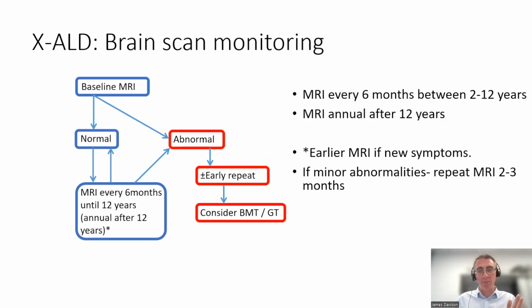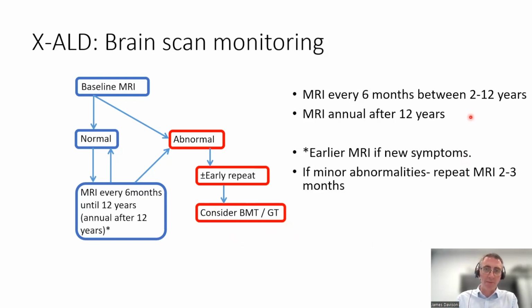The brain scan monitoring, we've already said, this is based on those international recommendations, is that you would have an MRI scan every 6 months from 2 to 12 years, and then annually after that. If you develop any new symptoms, an earlier scan may be undertaken. And if an MRI scan showed very minor abnormalities, you might then repeat it after just 2 or 3 months to evaluate what's going on. And if, as we've said, it's showing evidence of brain disease, we would then be considering those disease-modifying treatments.